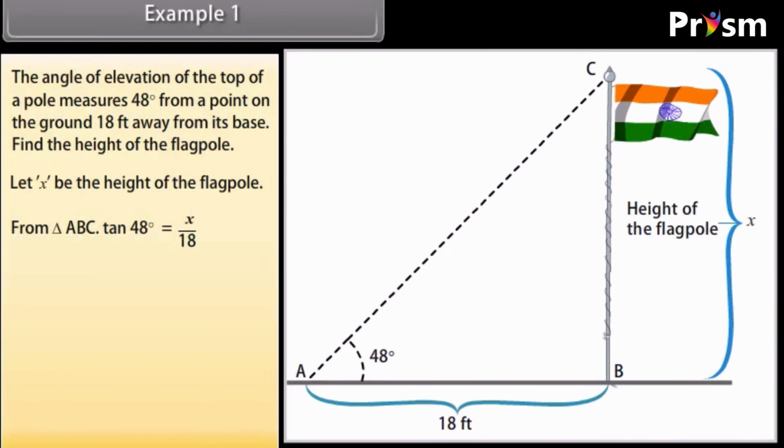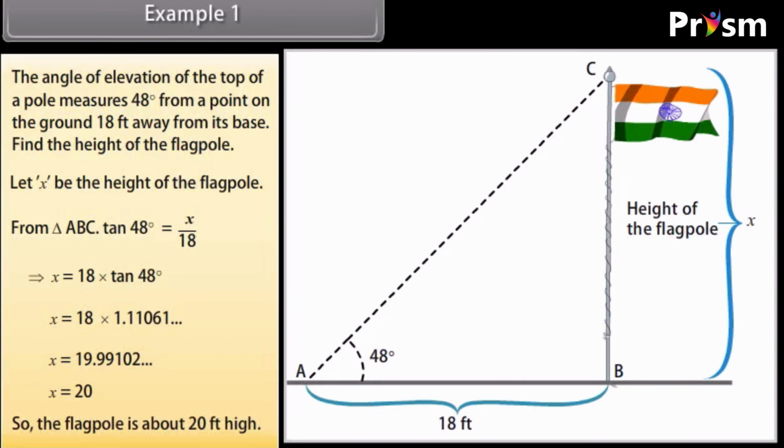From triangle ABC, tan 48 degree is equal to x upon 18, which implies that x is equal to 18 into tan 48 degree, which equals 18 into 1.11061 and so on, which is equal to 19.99102 and so on, which equals to 20. So the flagpole is about 20 feet high.